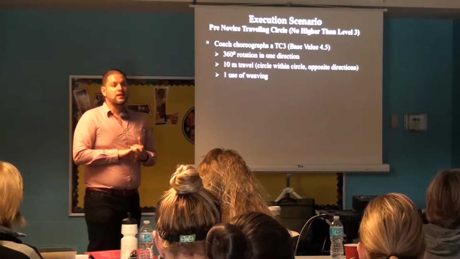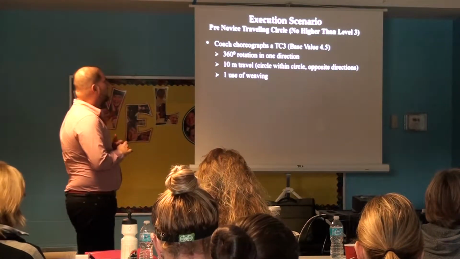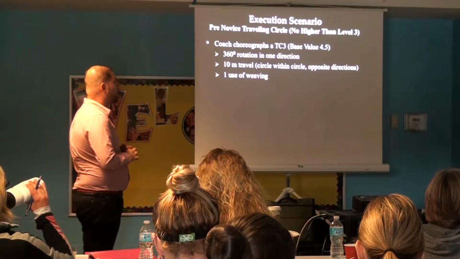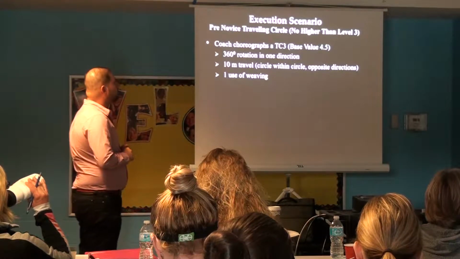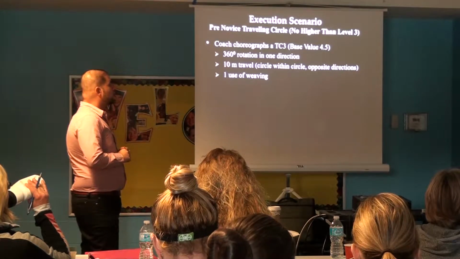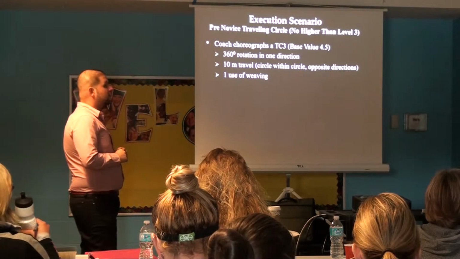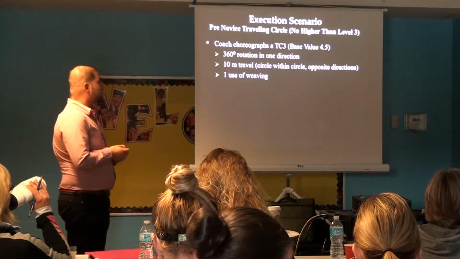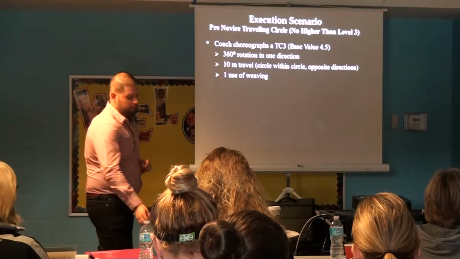You can do a traveling circle this year. You can be called no higher than level 3. You decide to choreograph traveling circle 3, the highest you can do, base value 4.5. This requires you to do 360-degree rotation in one direction. You have to travel at least 10 meters unassisted with circle within a circle, rotating opposite directions. And you have to have one use of weaving.